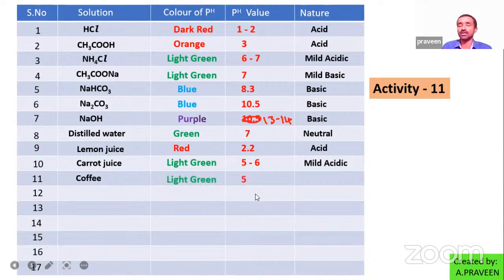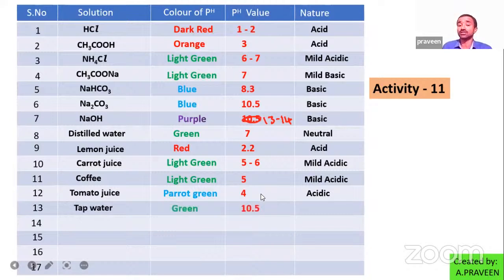pH value is 5, almost 6 to 6.5 also sometimes. Mild acidic. Next one is tomato juice. Also gives you parrot green. The value is 4, acidic. Tap water, somewhat nature has adopted. It is towards neutral only, but the pH value is somewhat more.